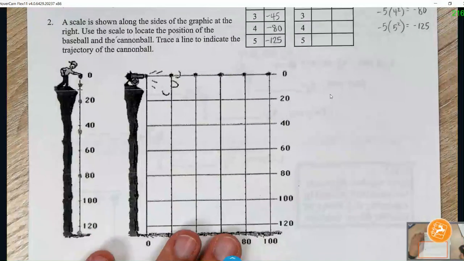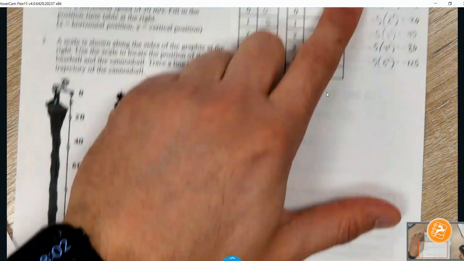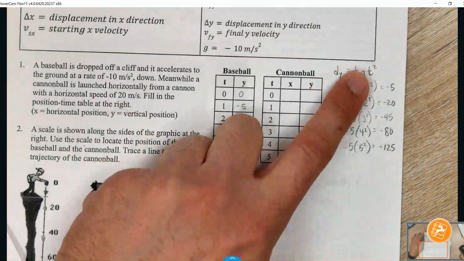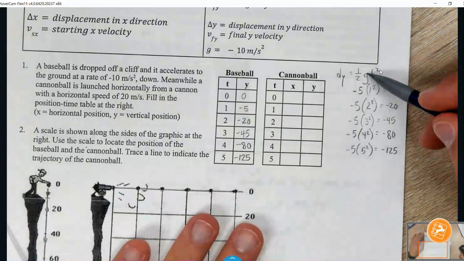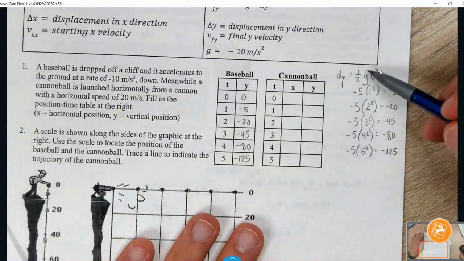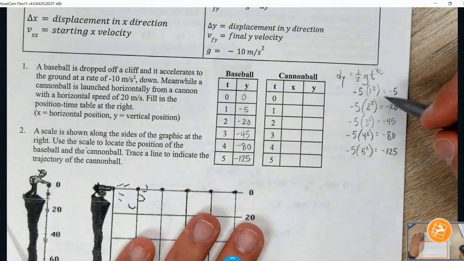So if you know how long an object has been in the air, and we're just worrying about what distance it's fallen, you're going to use that equation: dy is equal to 1/2 gt squared. We're using negative 10 for g. So 1/2 of g, if g is negative 10, that's why we have negative 5 here. And then you're just squaring the times and multiplying out.